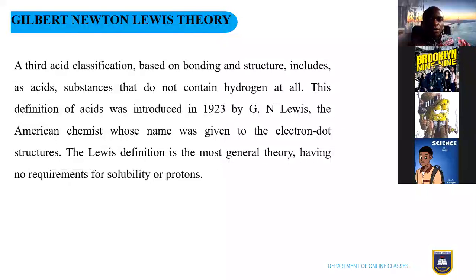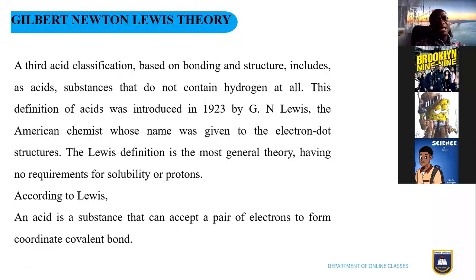The Bronsted concept is about protons. You donate a proton, you are an acid. You receive a proton, you are a base. The Arrhenius theory has none of those requirements. You don't need to be in solution to be an acid or a base. You don't need to have proton, hydrogen, to be described as an acid or a base.